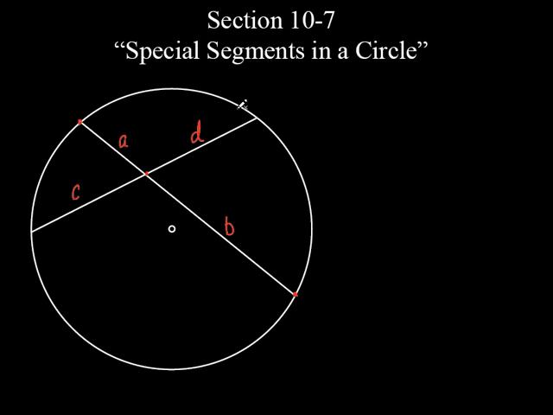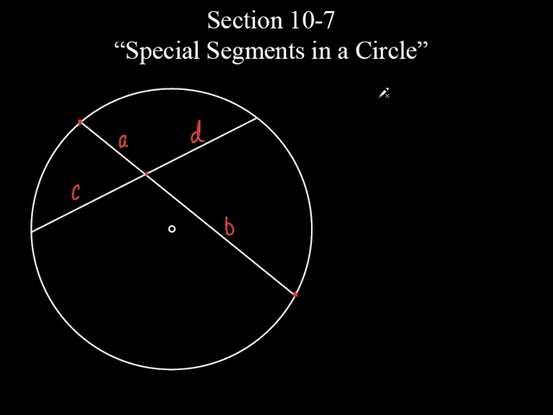It says if two chords intersect in a circle, and that's what's going on right here. I've got two chords, and they intersect right here in a circle. They intersect inside the circle. That's a big difference from what we're going to do a little bit later on. So if they intersect inside the circle, it says the products of the lengths of the chord segments are equal.